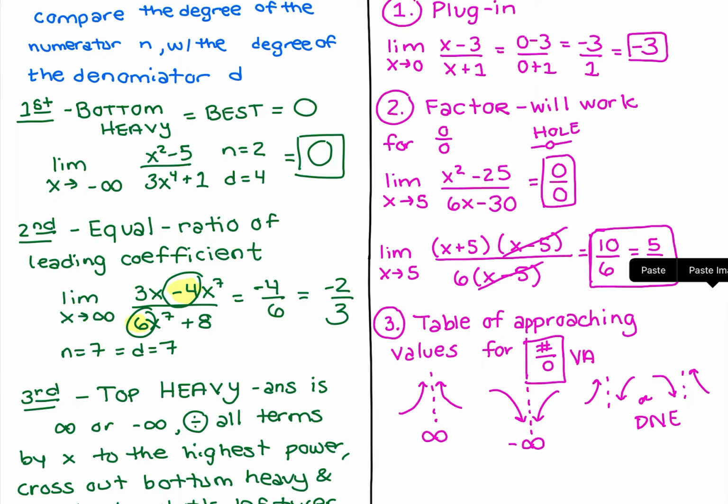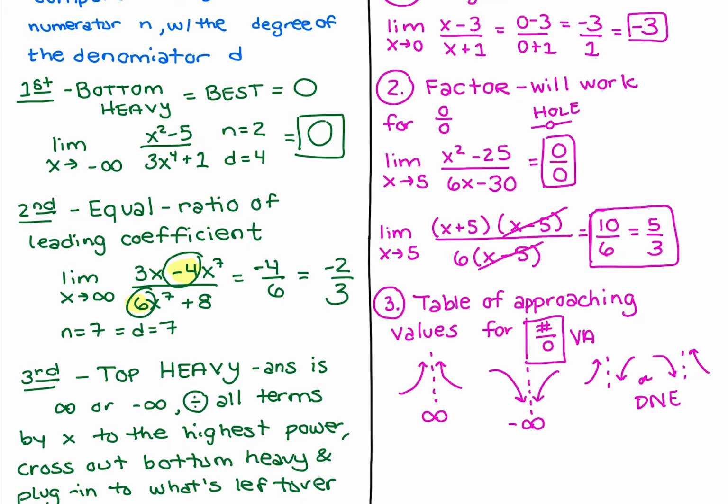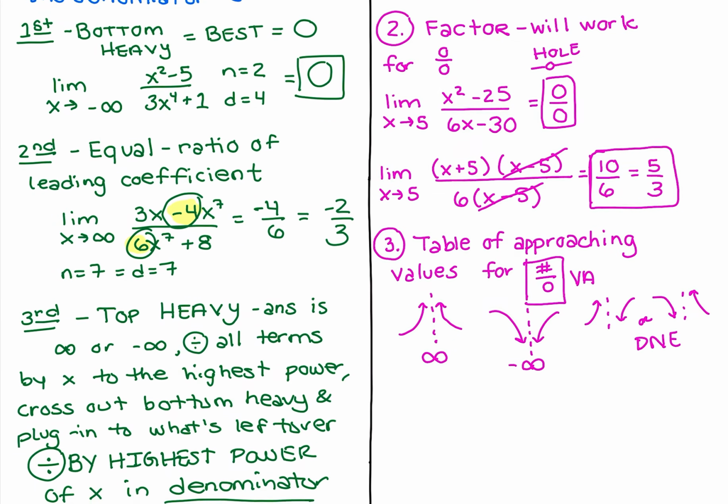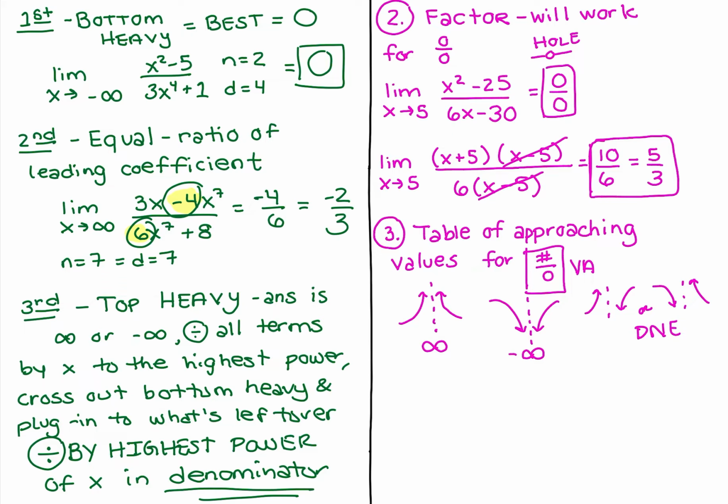So if you plug in and something makes you divide by 0, so you don't get your final answer, and you realize you have a number over 0, you can still try to factor, because it should make plugging that table of approaching values in a little bit easier. But ultimately, you're going to have to figure out which way this vertical asymptote looks. Is the answer infinity, negative infinity, or does it not exist?